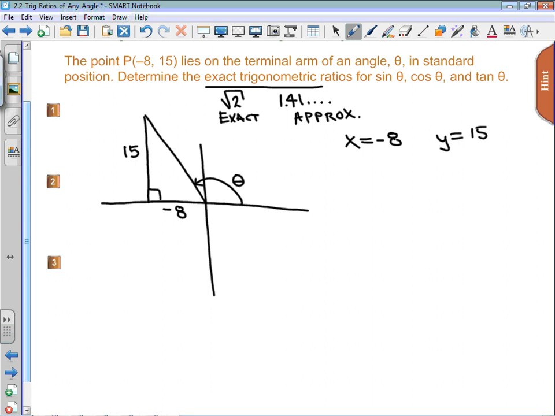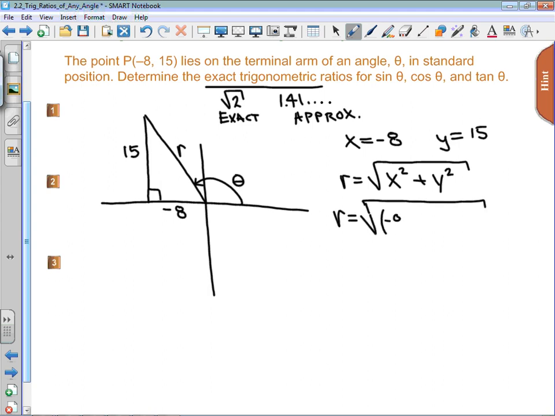Truthfully, it doesn't matter, because what we really need to identify in this question is that if we have x and we have y, we can determine what r is. I'll label r in my diagram right here. It is the hypotenuse in that right angle triangle. So r is going to be equal to the square root of x squared plus y squared. A pretty common mistake here is how students will deal with that -8. This is the square root of -8 in a bracket squared plus 15 squared.